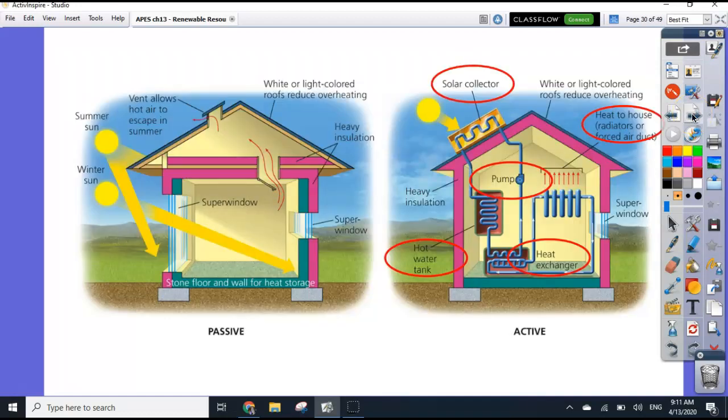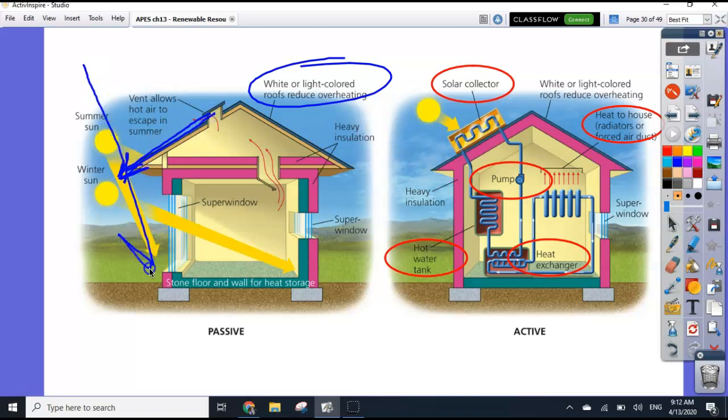Here's another picture here. Okay. Light colored roofs. You guys know that if you have a black car, it's going to heat up more than a white car. Or if you've got a black shirt, right? It absorbs more sunlight than the white shirt. It gets hotter faster. So light colored roof. A lot of times we will have an overhang here, and that helps prevent the summer sun from getting in when it's really hot, but allows the winter sun to get in, okay?